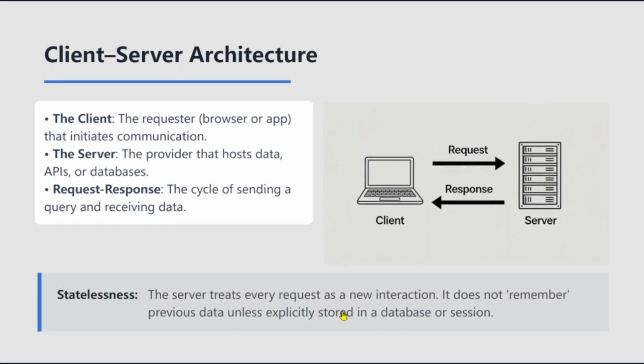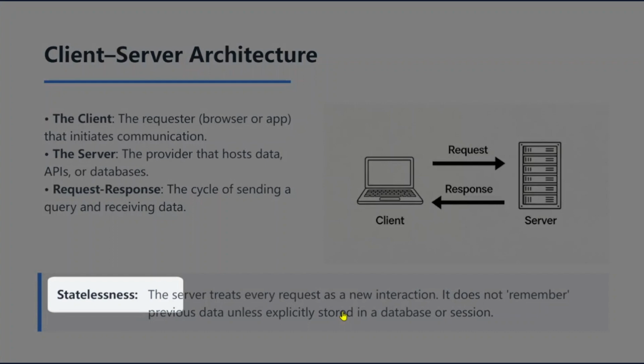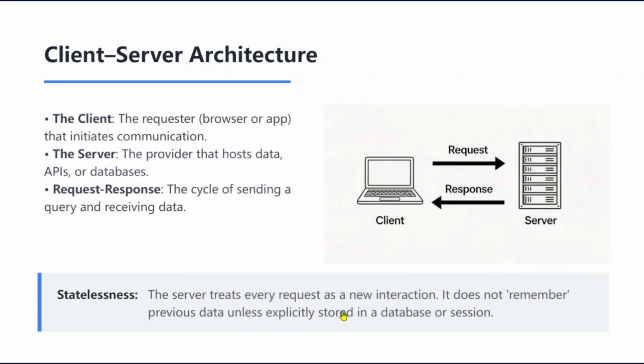The server, on the other hand, is the resource provider. It houses the API and the database, waiting to process that request and send back a response. This back and forth is known as the request-response cycle. Now, there is a specific rule to this interaction that we call statelessness. It's a key concept in distributed systems.